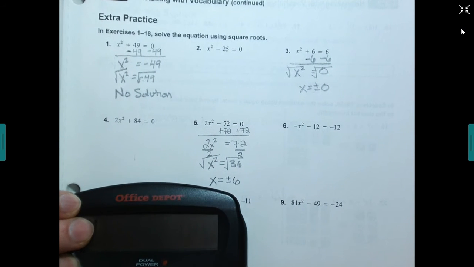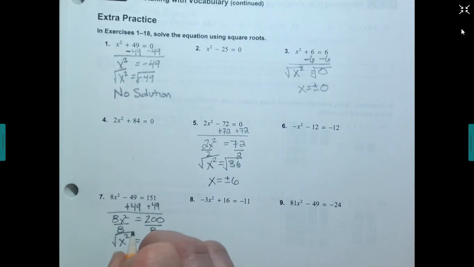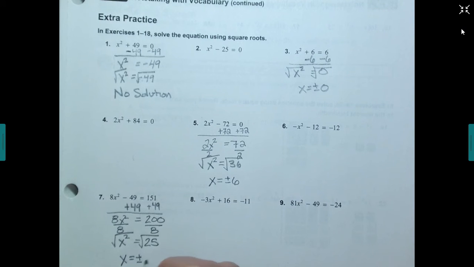200 divided by 8 is 25. So now I square root them both, and I get x equals plus or minus 5. All right, I'm going to let you do a couple of these, and I'm going to put them down here.